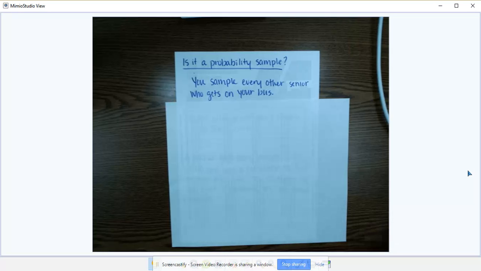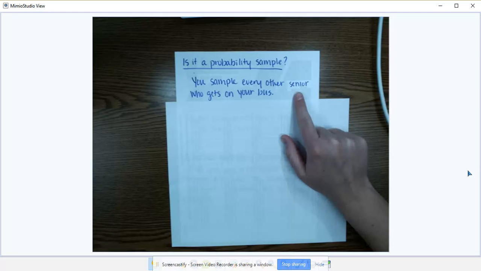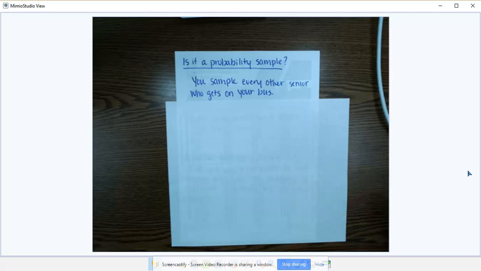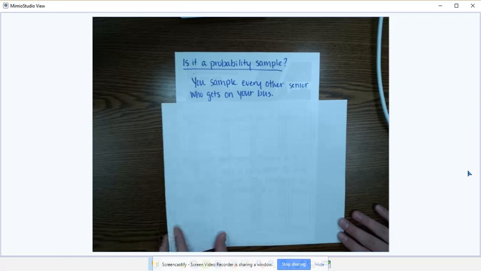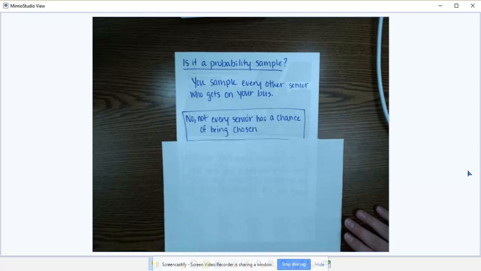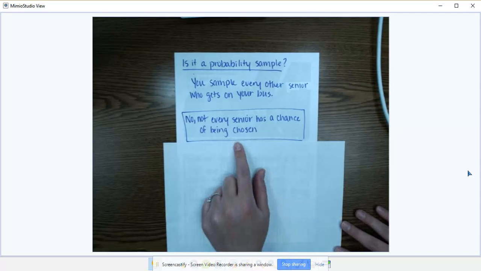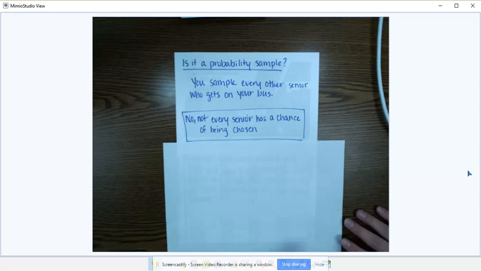You sample every other senior who gets onto your bus. Well, you have to think about, what is my population? And currently my population would be my seniors. So then you have to ask, does every senior have a chance of being chosen? And the answer is no, because not every senior is going to ride your bus. They could ride another bus, or they could drive to school, walk to school, get a ride from their parent. So it's not a probability sample because not every person in your population has a chance of being questioned.